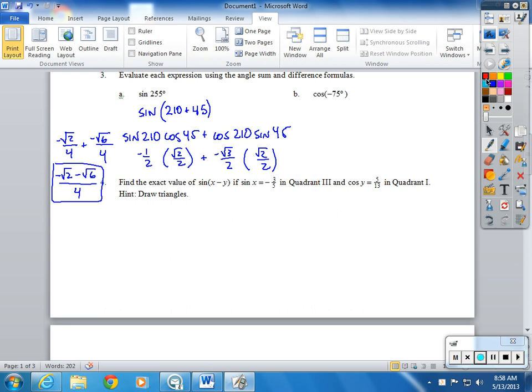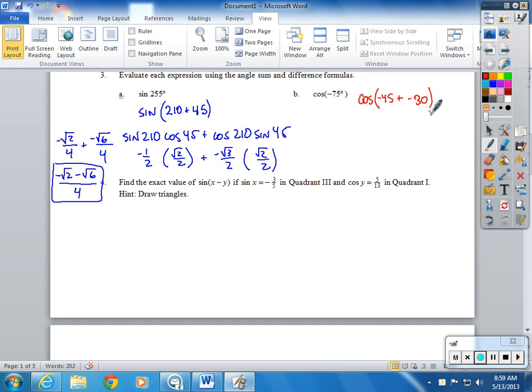Okay, next we have the cosine of negative 75. You have a lot of ways you could go about finding this one. You could add two values together where the negative value is bigger than the positive value, or you could subtract, okay, to find this one. And honestly, it doesn't matter to me. How about the cosine of negative 45 plus negative 30?